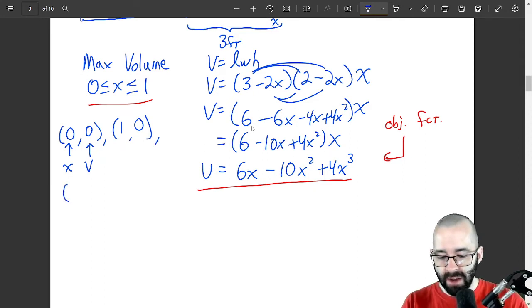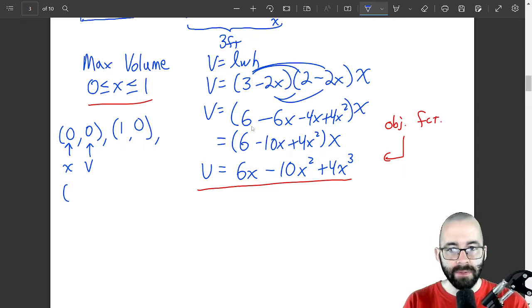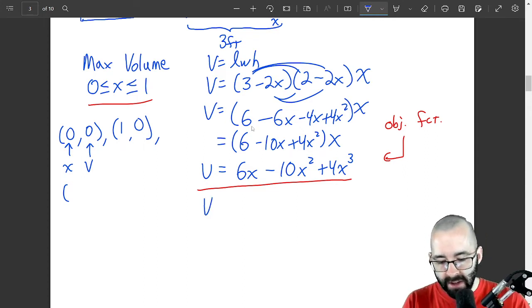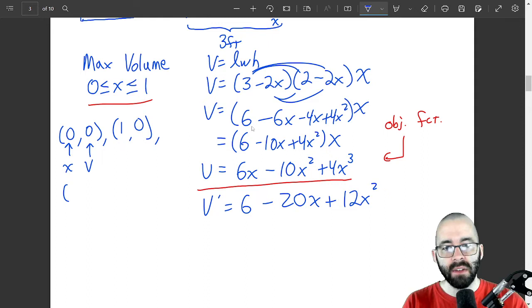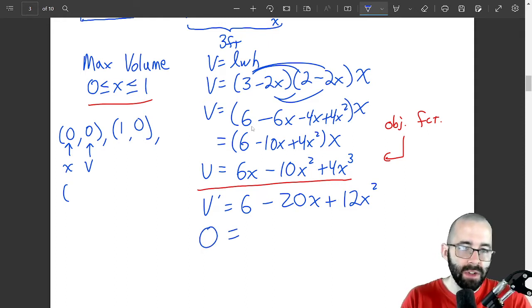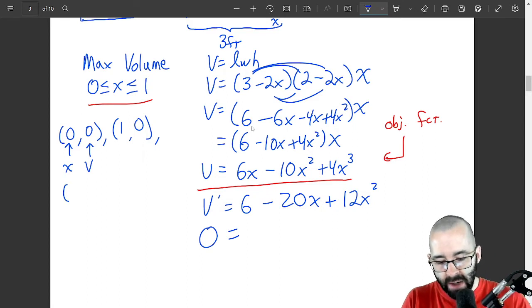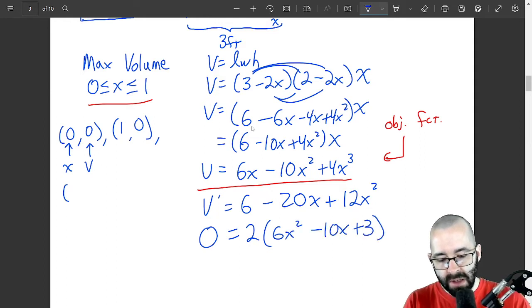So the other thing that we consider is any critical points. So take the derivative to find the critical points. It's going to be 6 minus 20x plus 12x squared. Set the derivative equal to 0 because we're looking for critical points, and this is a quadratic. It'll be defined everywhere. We'll factor out the greatest common factor, a 2, and I'm going to rewrite it to have the x squared term first: 6x squared minus 10x plus 3.